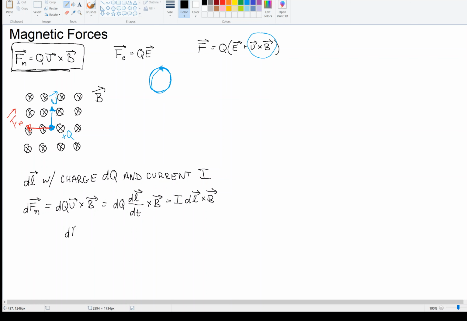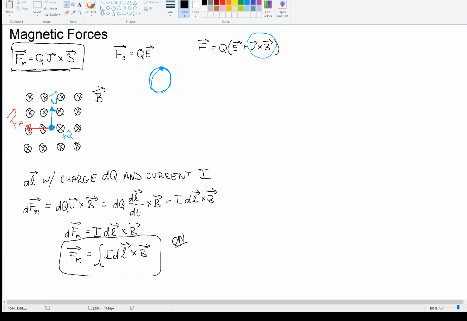All right, so the small force on dl due to B is given by this thing. What do we do if we want the force on the entire wire? Yeah, you guessed it. You should know this. We need to integrate across the entire wire L. That is the force on a wire in a magnetic field B. Again, on the wire, just like you saw in physics: the force on the wire by the magnetic field B.